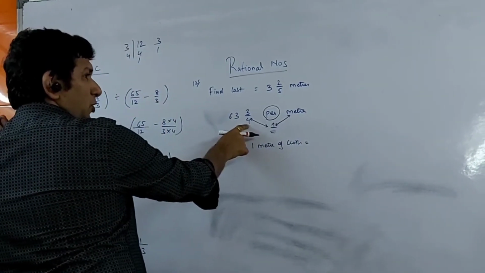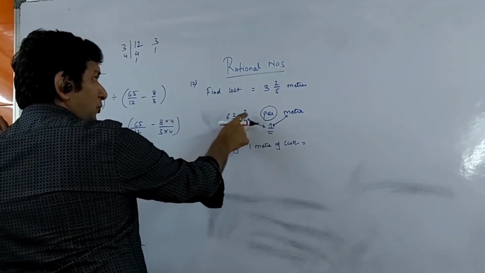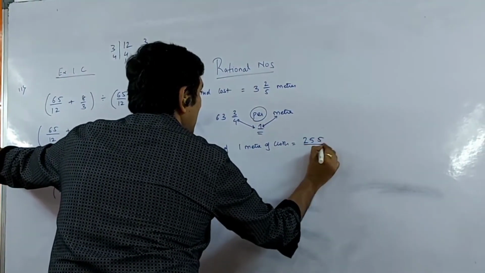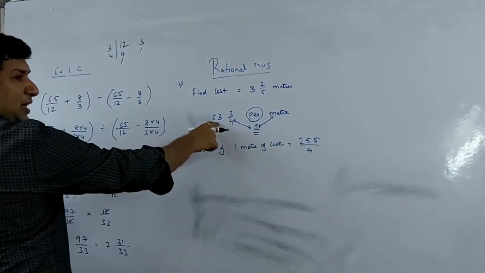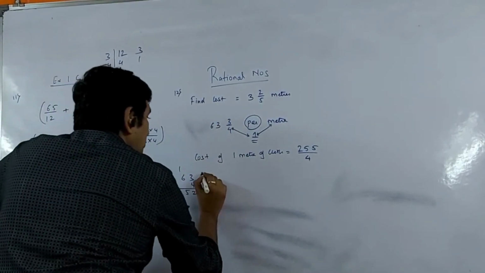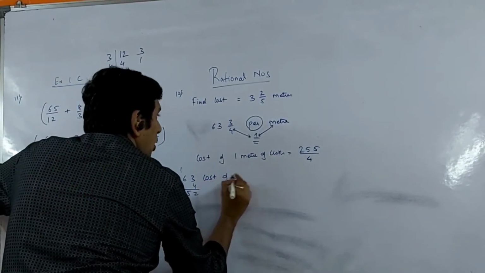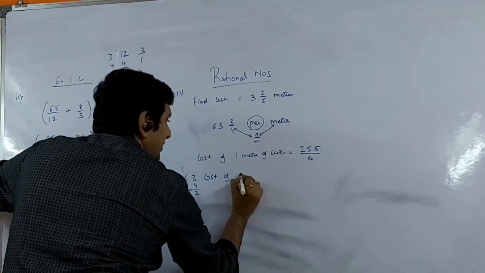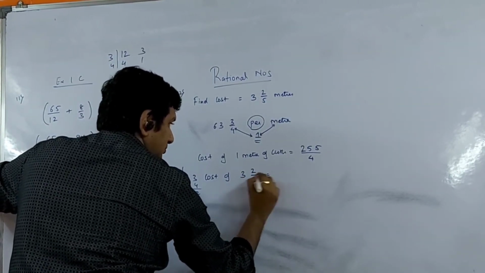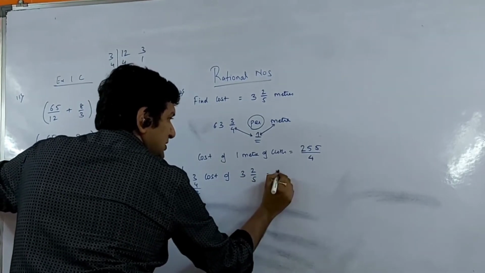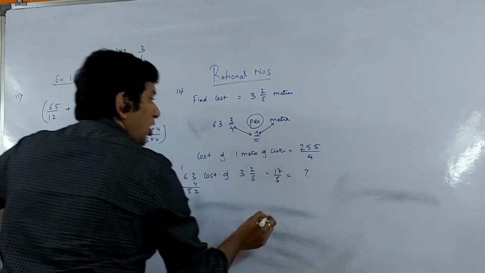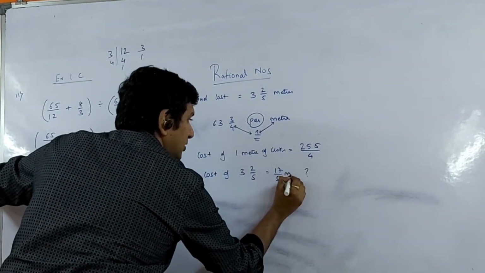63 into 4, that is 252 plus 3, 255 upon 4. What I have done is just convert this mixed fraction into an improper fraction. Now I want to find the cost of 3 2/5. The 3 2/5 is nothing but 3 fives are 15, 15 plus 2 is 17. So I have to find the cost of 17/5 meters of cloth.